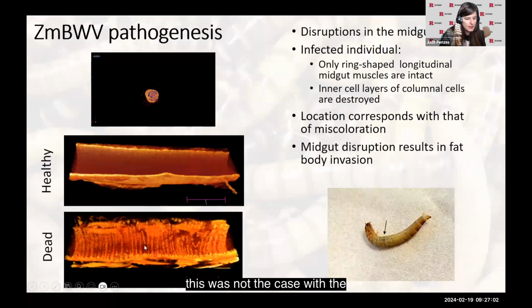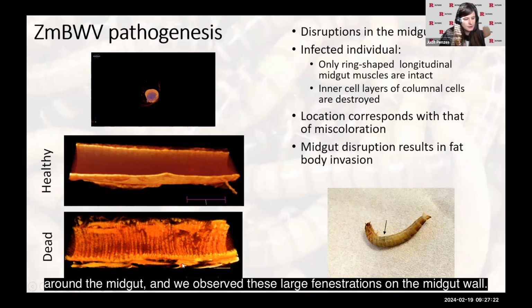This was not the case with the freshly diseased individuals. In here, we could only see the remnants of the musculature of the midgut. The columnar cells, the trophic layer of the columnar cells, was completely absent, as well as the supporting fat body structures around the midgut, and we observed these large fenestrations on the midgut wall.